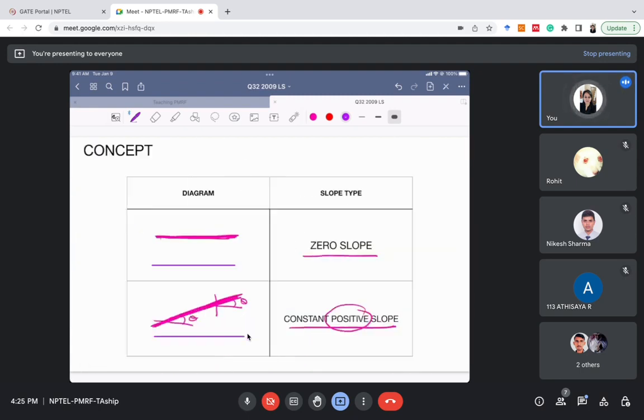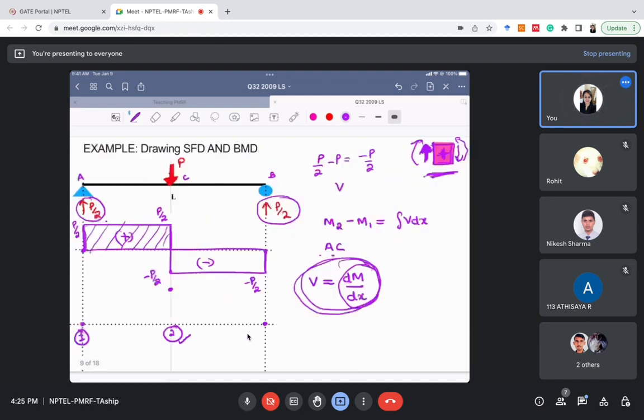What is positive and constant here? This is a constant positive slope, which is a straight line, right? So we'll make the same shape here, positive and constant. Now we know the shape of the bending moment diagram for section AC. Okay, now we will see section CB.